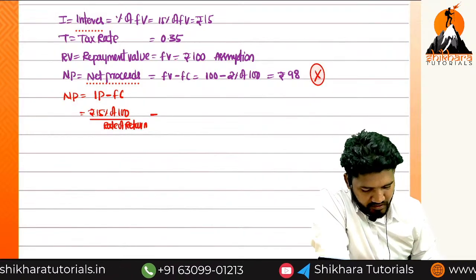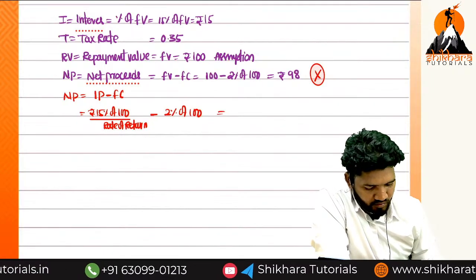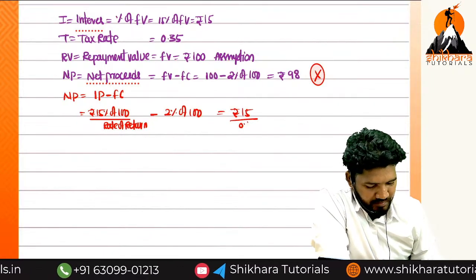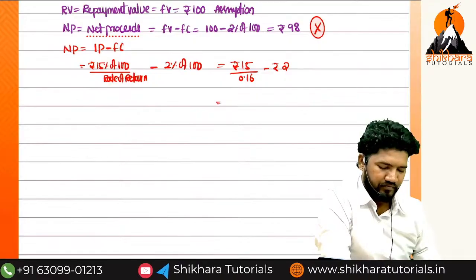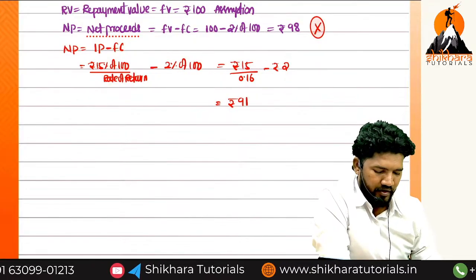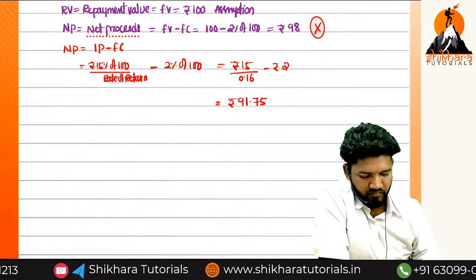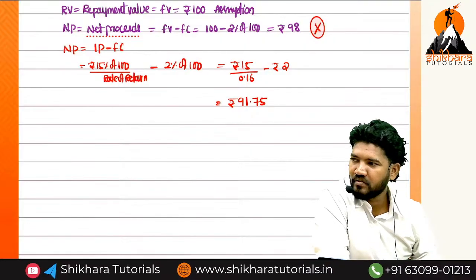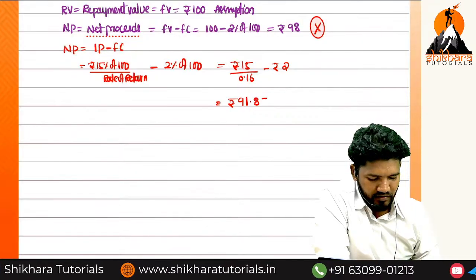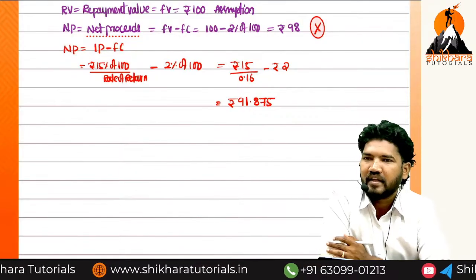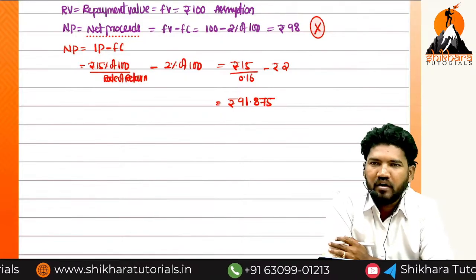What about the flotation cost? 2% of 100. Now rupees 15 divided by 16% minus 2 rupees. Answer please. 91.75. Sorry, I want net proceeds minus 2 also. 91.875, I think they round off. All information is available.